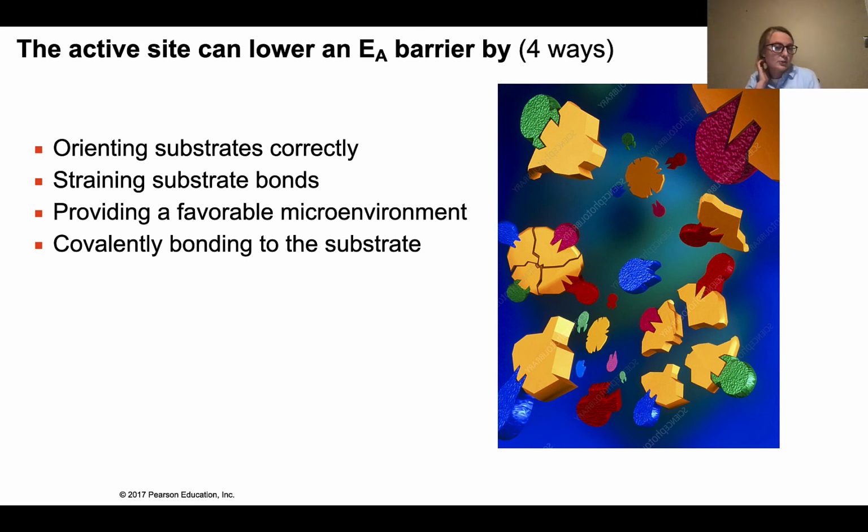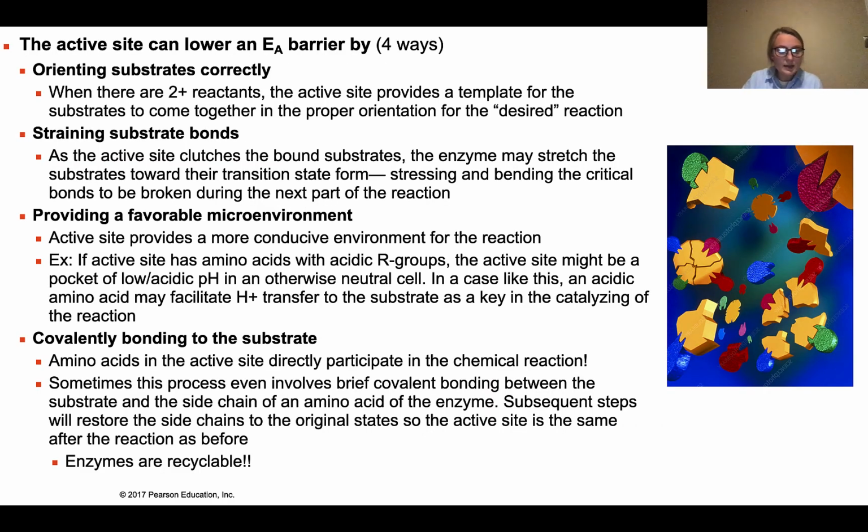So maybe the substrate is extra acidic, and that little pocket, that little active site, might be an acidic section in an otherwise neutral enzyme. Or our active site may actually covalently bond to the substrate. So here's a little bit more information about each of those. These slides will be online for you guys to look into more yourselves.